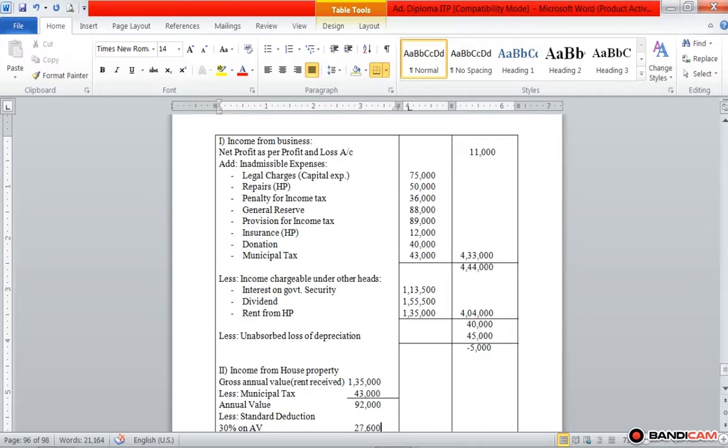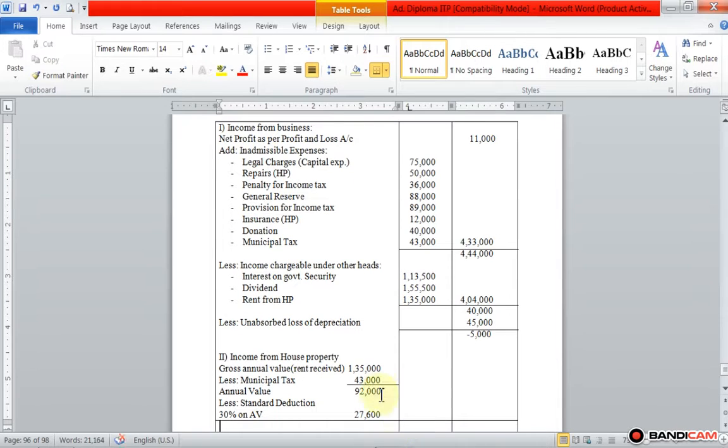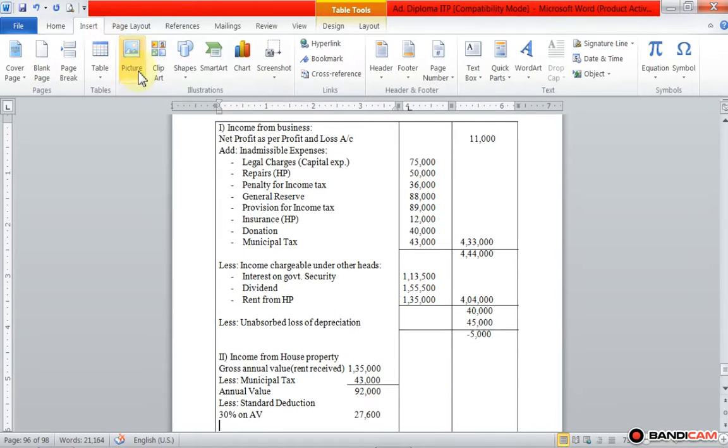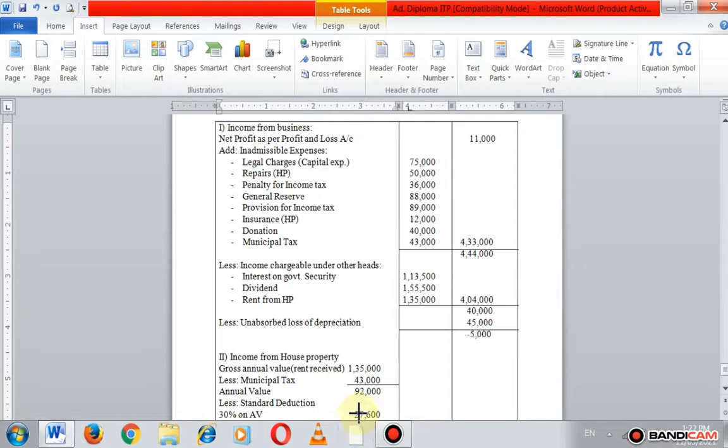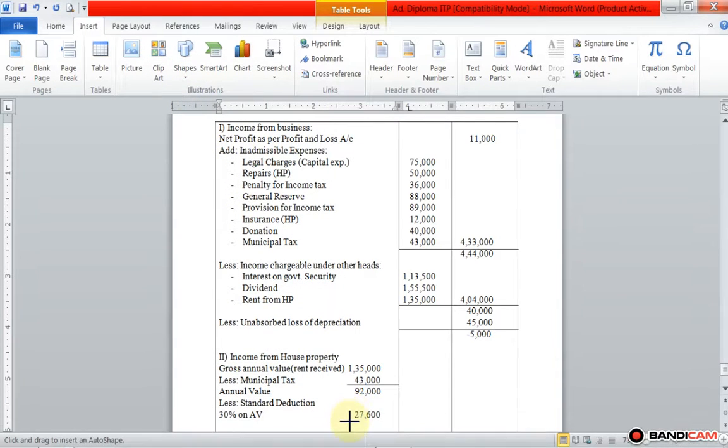27,600 is the standard deduction. So deduct the 27,600 from 92,000. We get an income from house property amounted to rupees 64,000. So here we get an income from house property amounted to rupees 64,000.